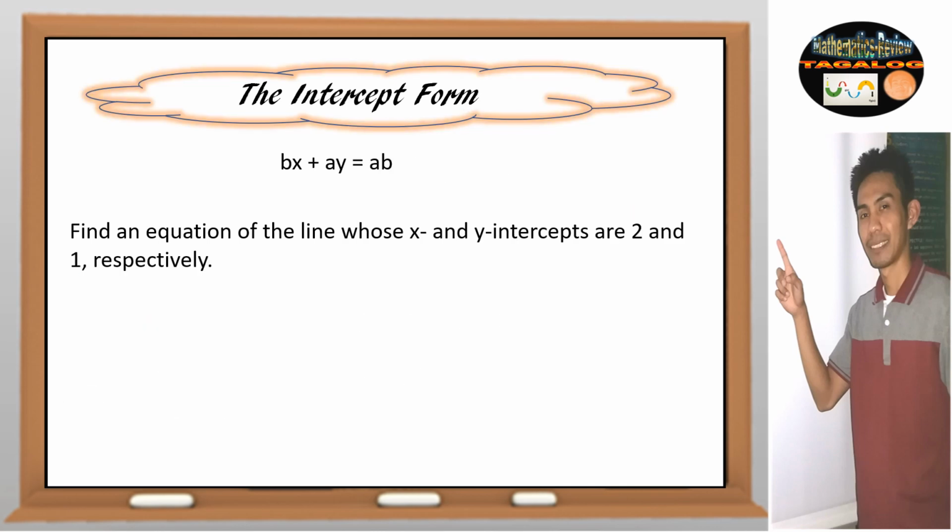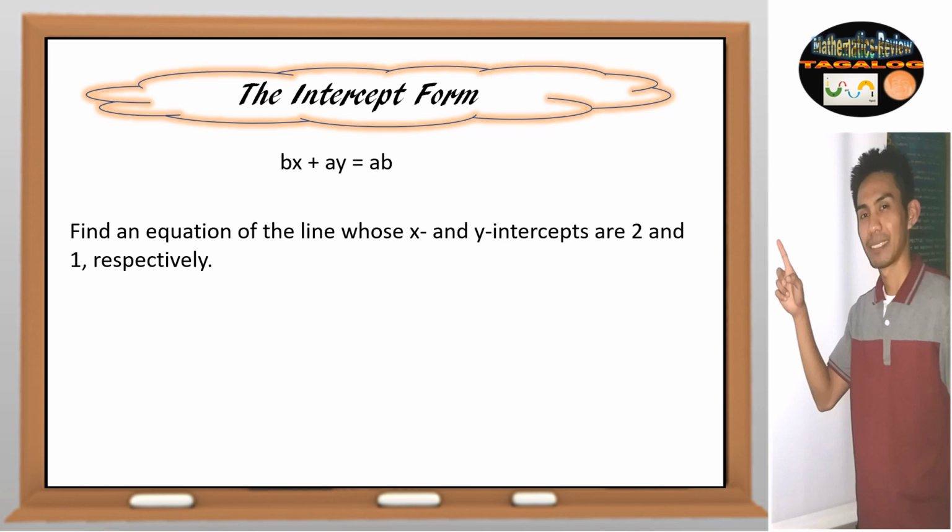Okay, next, the intercept form. Ang equation po ng intercept form ay bx plus ay equals ab. Okay po. So mayroon po siyang other equation na same naman po. X over a plus y over b is equal to 1.